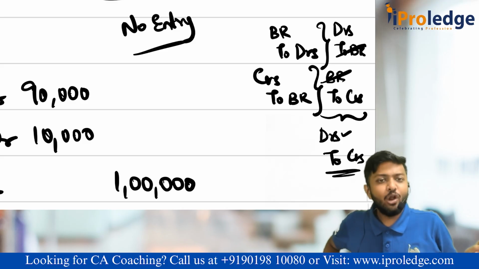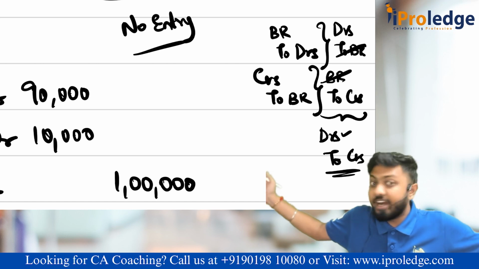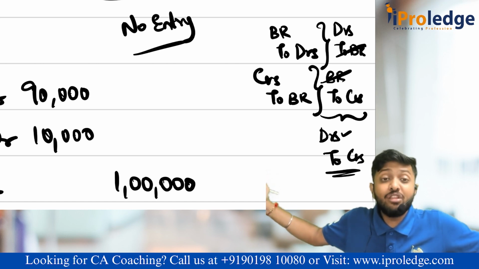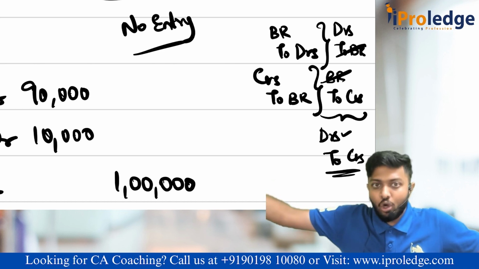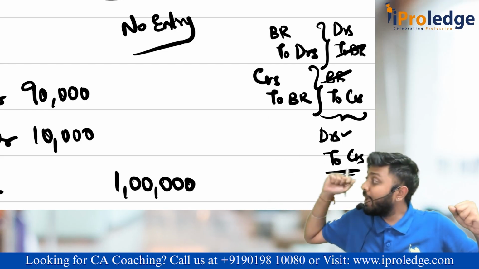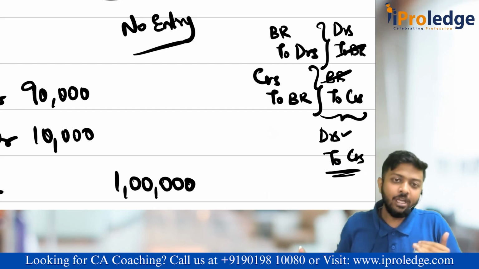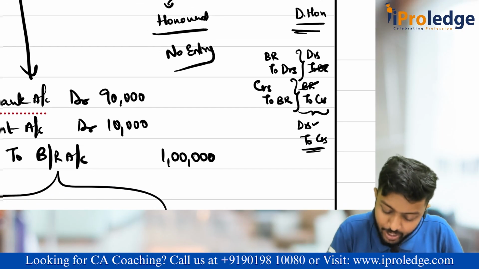Guys, same thing. Here also a middleman. Who is? I am the drawer. I am the middleman between my drawee and my creditor. Correct? Who is the holder of the bill in case of endorsement? Creditor. He would have paid noting charges, but who should bear it? Drawee. So I should receive it from drawee and pay it to creditor. So what I have to do? Receive noting charges from the drawee, pay it to creditor.